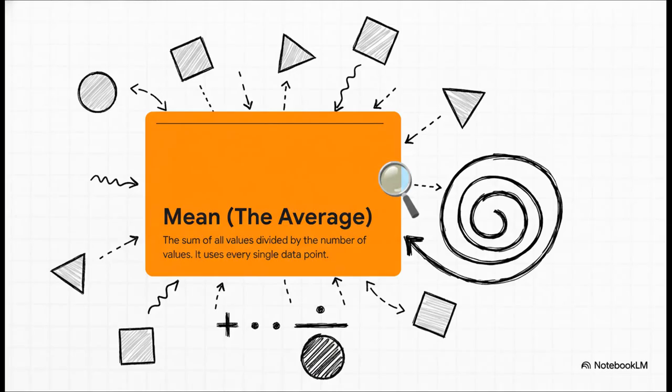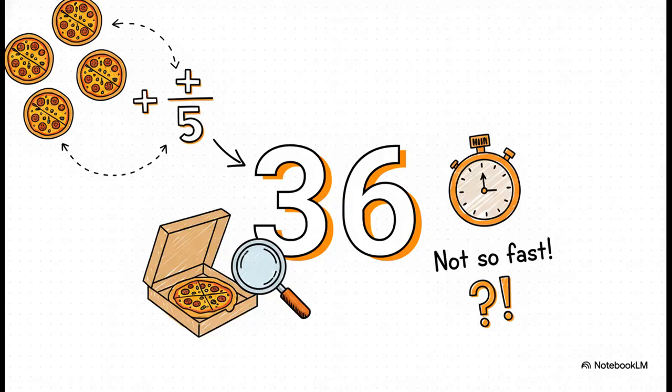So let's pull out our first set of tools. Tool number 1 is the mean. You probably already know this one. It's just the average. Super straightforward. You just add up all the numbers and then divide by how many numbers you have. The key thing to remember about the mean, it uses every single piece of evidence in our data set. So for our pizza data, we add them all up, we divide by 5, and we get our first clue. The mean delivery time is 36 minutes.